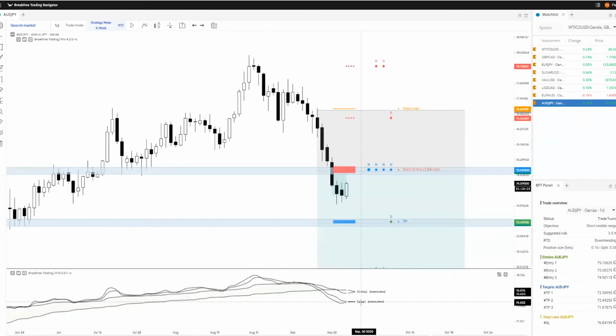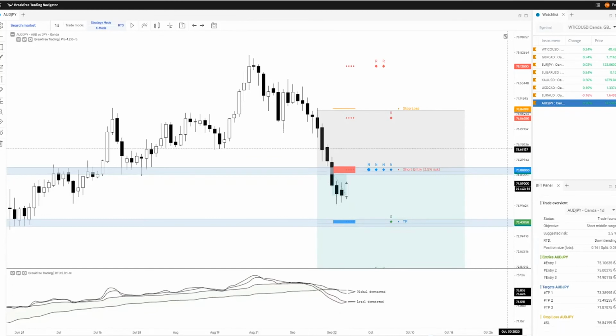So the RTD is not just there to blindly enter trades; it's there to confirm the strategy you already have. If you don't have a strategy, the RTD is not going to do you any good. It just helps us confirm our entries and exits.